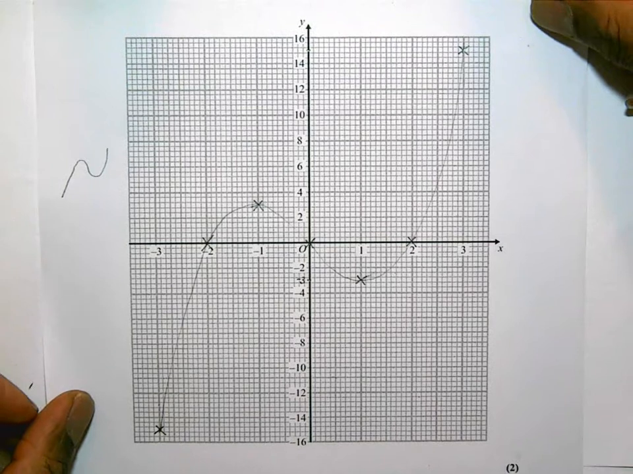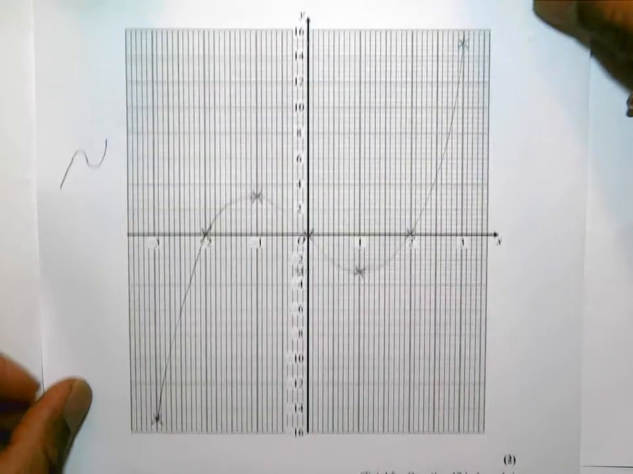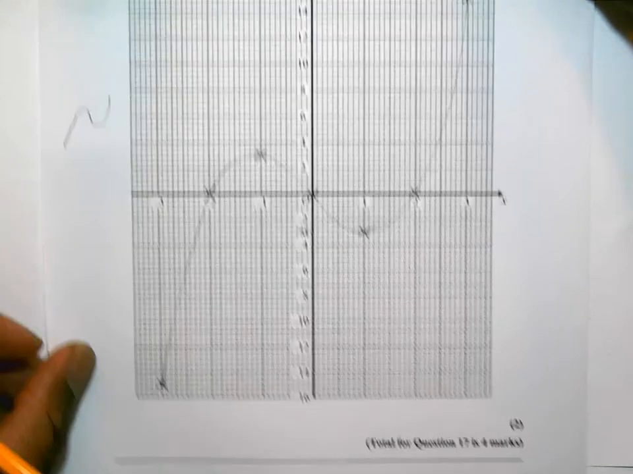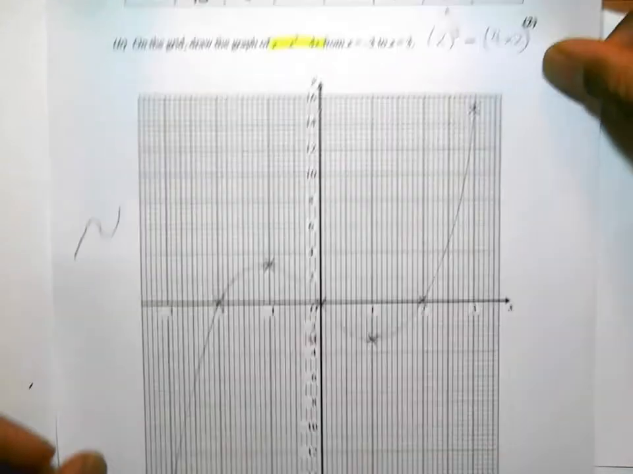The points have been plotted correctly, and there's 2 marks going for this part of the question. Pretty straightforward, pretty easy to do. Make sure you could do it, and make sure you could use your calculator to help you get the set of values and complete the table as indicated there.